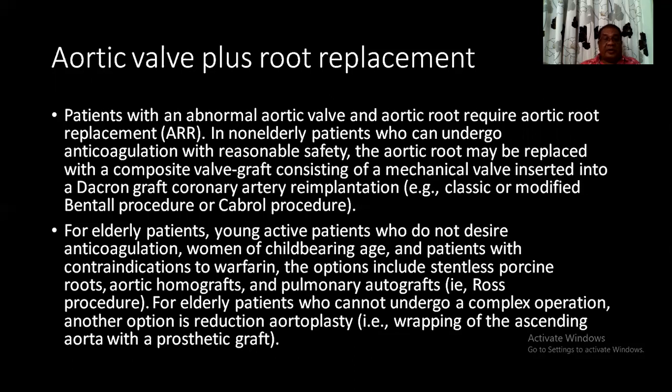Cabrol procedure. For elderly patients, young active patients who do not desire anticoagulation, women of childbearing age, and patients with contraindication to warfarin, the options include stentless porcine root, aortic homograft, or pulmonary autograft, that is the Ross procedure. For elderly patients who cannot undergo a complex operation, another option is reduction aortoplasty, that is the wrapping of the ascending aorta with a prosthetic graft.